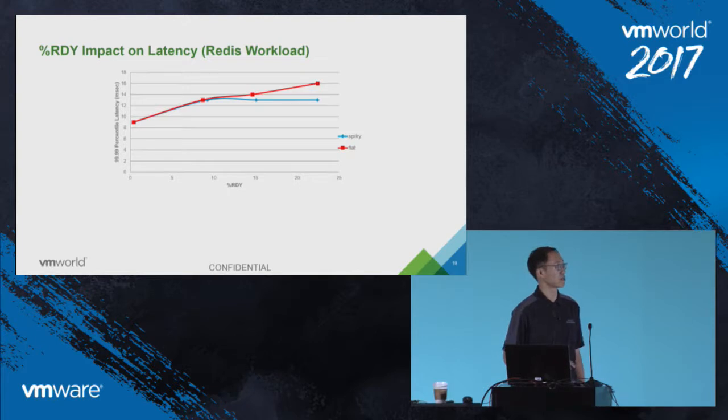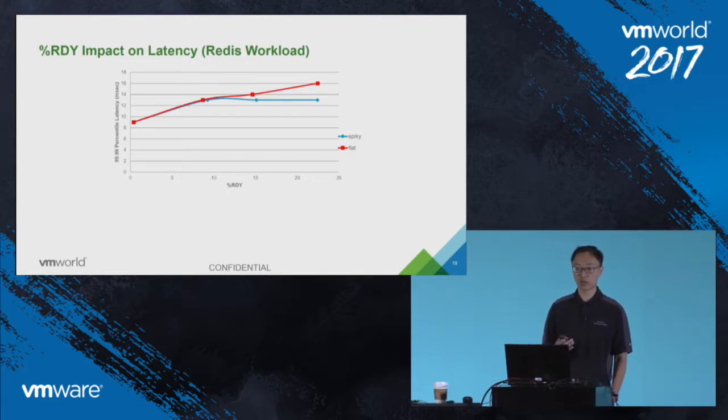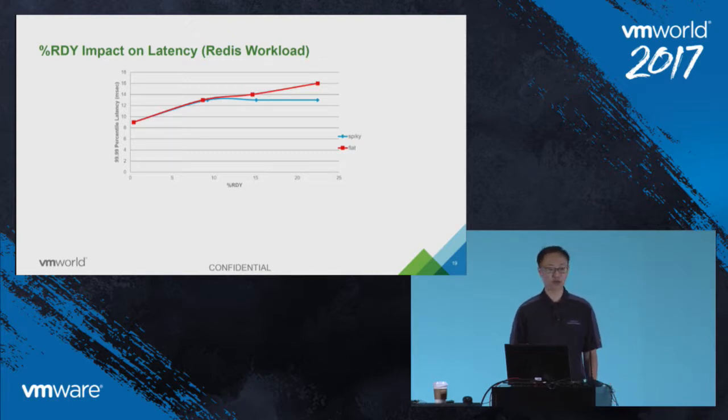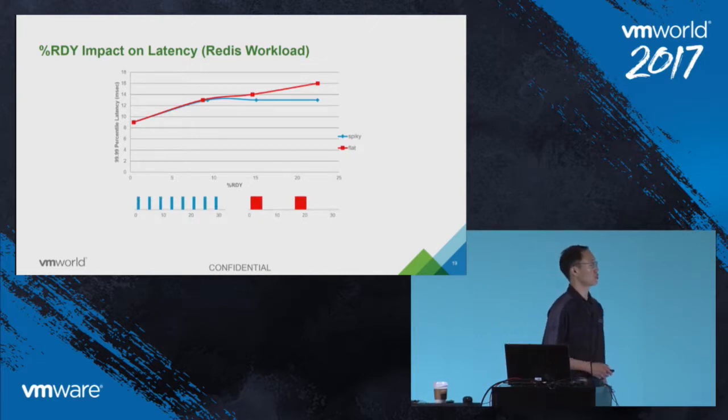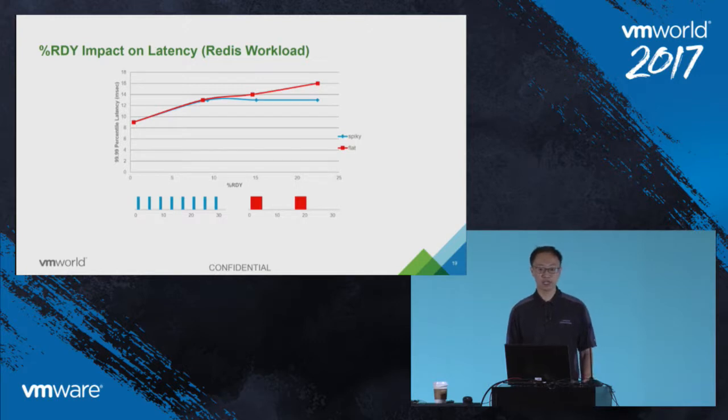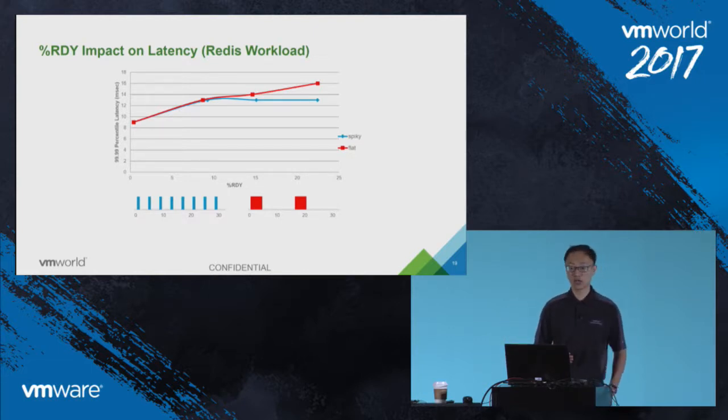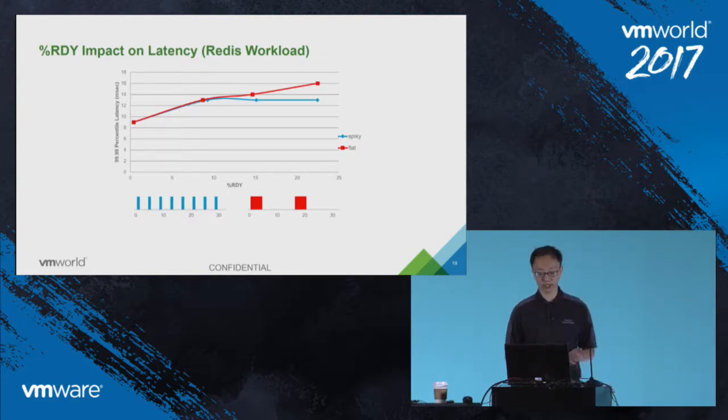So Redis is an in-memory key value store, and this benchmark is trying to measure the operation latency for each read and write. So we have two lines, spiky and flat. What's the difference here? The spiky line, which is the blue line, indicates a ready time induced by a very frequent but short running container, while the flat line indicates a longer running but less frequent container.